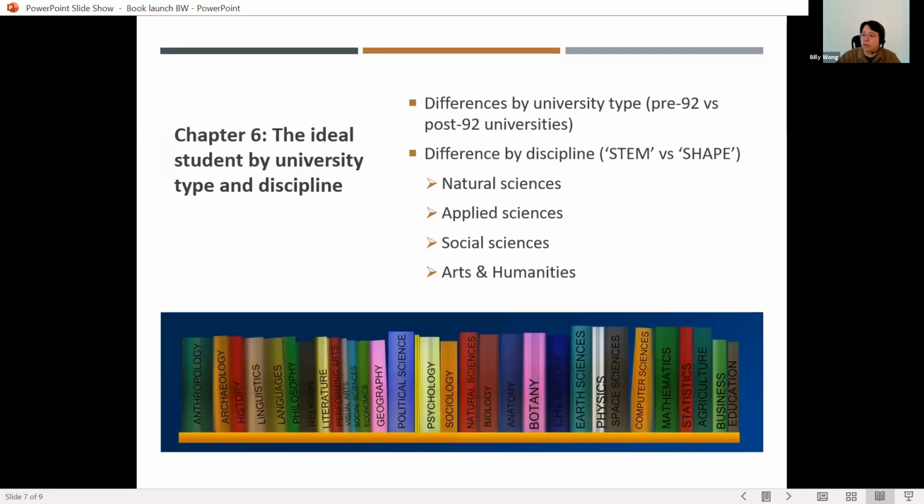Chapter 6, we focused on differences between university type and discipline. And this is not meant to be a comprehensive thing, but just illustrative of how constructions of the ideal students might differ by these variables.